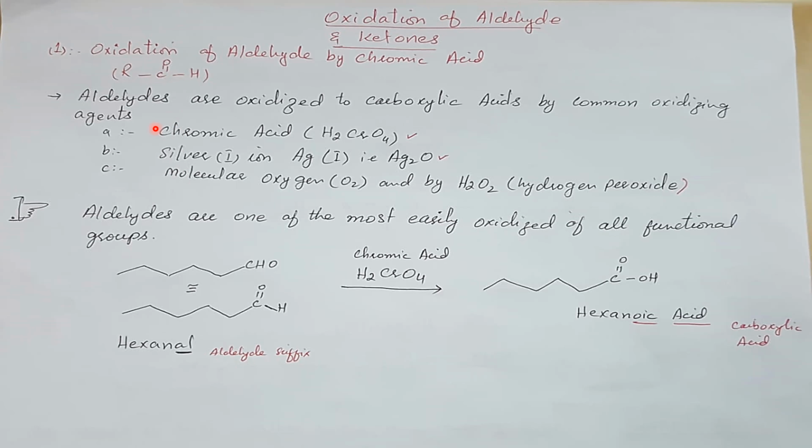The first one is chromic acid. Another one is silver ion, and for silver ion utilization, we can use silver oxide as a source. The third one is molecular oxygen and hydrogen peroxide. In today's lecture, we are limiting our discussion to the first two: the oxidation of aldehyde with chromic acid, and the oxidation with silver ion or silver oxide.